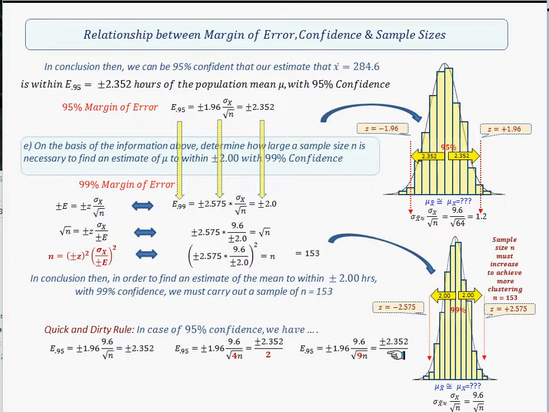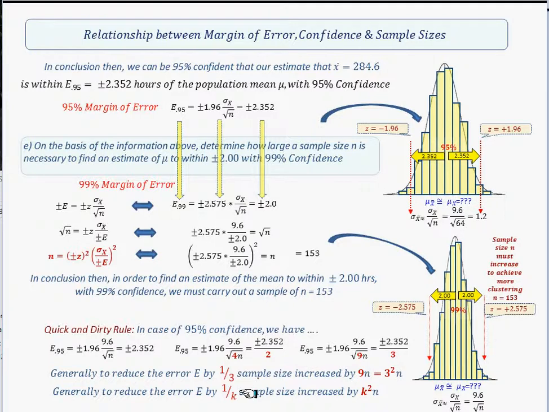And if we want to cut the error term by 3, we have to pump up our sample size by 9. And generally, if we want to reduce our error by 1 over k, we have to pump our sample size up by k squared times n, and just above that you see k equal to 3.